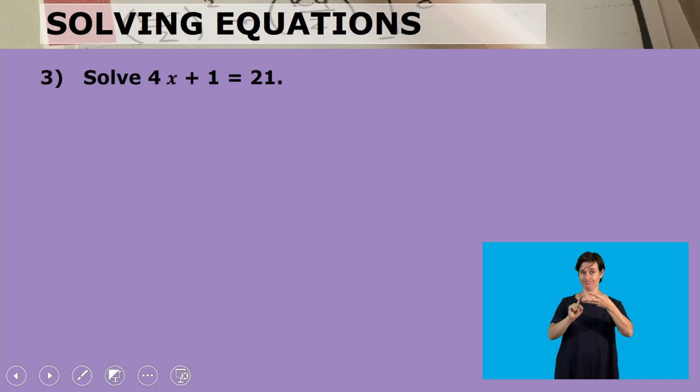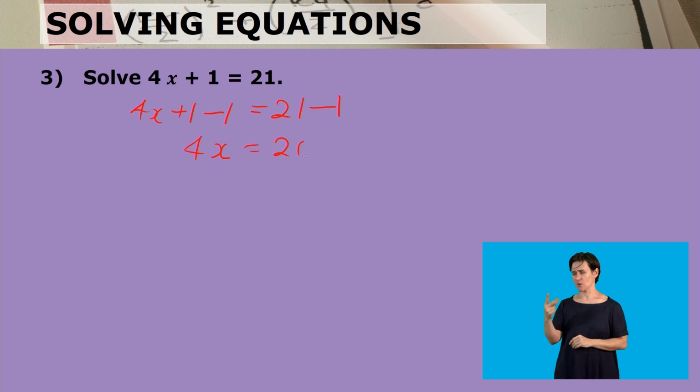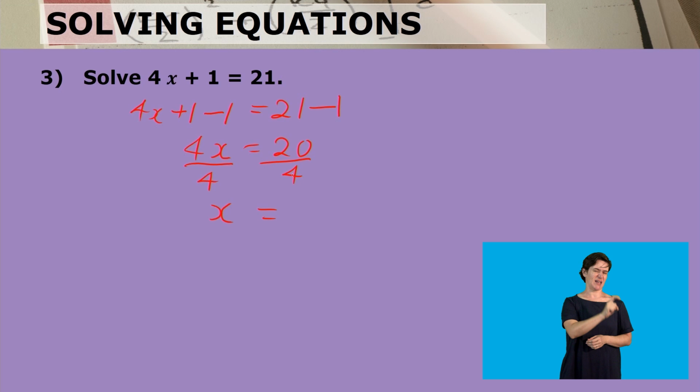Let's look at the next equation. 4x plus 1 equals 21. We follow the same approach. 4x plus 1, the additive inverse of plus 1 is minus 1. And on the right we have 21, and we also have to subtract 1. And so 1 minus 1 is 0. So we remain with 4x. 21 minus 1 is 20. And then 4 and x are multiplied, therefore we need to divide by the multiplicative inverse of 4, which is a quarter. So we divide by 4 on the left and divide by 4 on the right. 4 divided by 4 is 1, multiplied by x is x, and 20 divided by 4 is 5. So our value of x is 5.